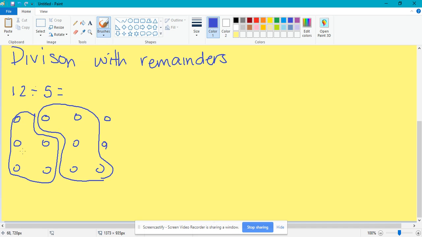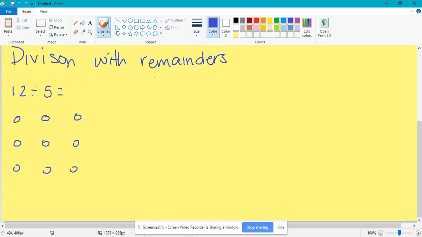So the way that we write this as an answer is we have 2 whole groups of 5. So the answer is 2. And then for the leftovers, we write R, which is remainder, and then we write however many we have left over, which in this case is 2. So a remainder is anything that is left over. Okay? So now that we have got that and we understand that, let's get started on our division question.